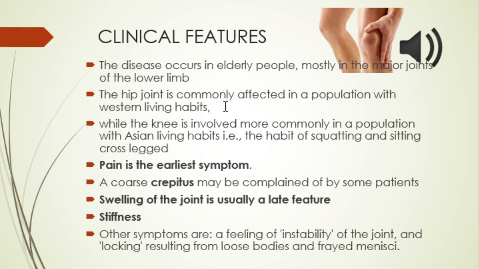There are some clinical features depending upon the habits of the people. The population affected in the hip joint has western living habits, and the population most commonly affected in the knee joint has Asian living habits, that is, the habits of squatting, sitting cross-legged. Okay, so pain is the earliest symptom.